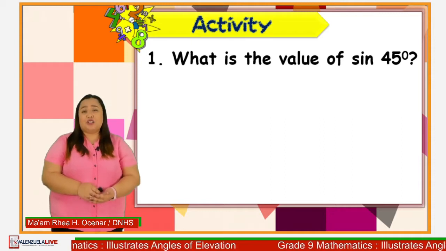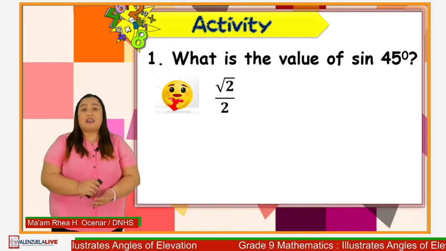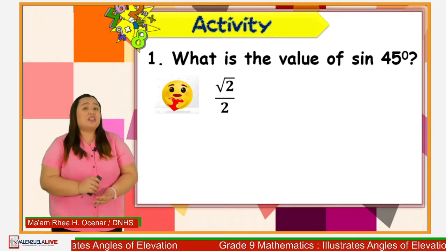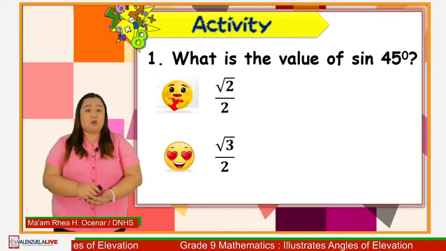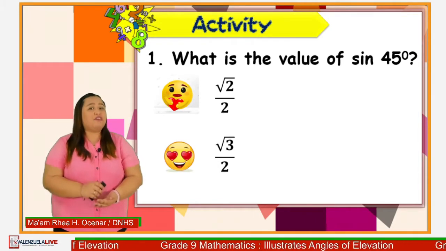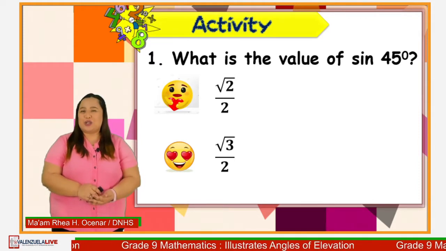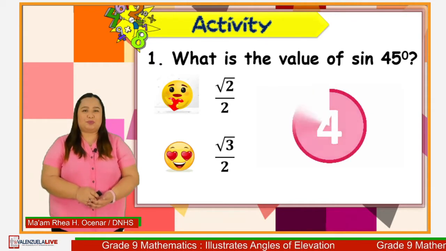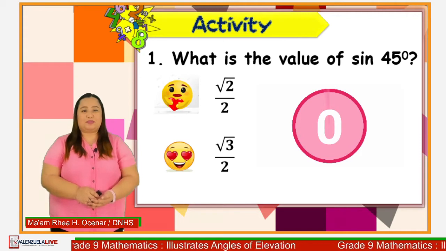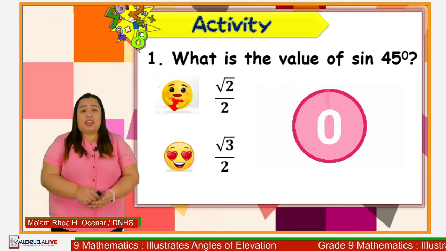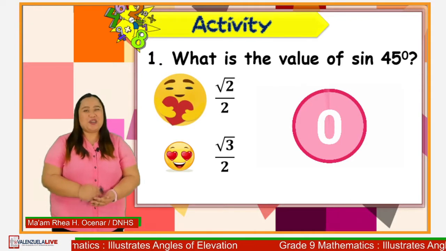What is the value of sine 45 degree? Hair emoji if it is square root of 2 over 2. In love emoji if it is square root of 3 over 2. 5 seconds, go. Time's up. If you answer hair emoji, then you are correct.